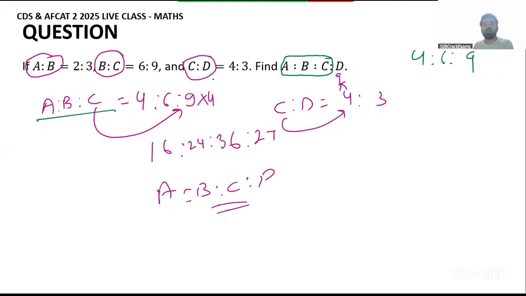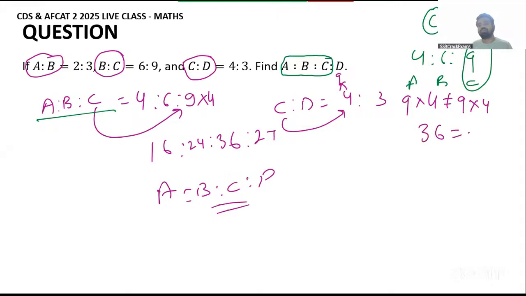But we also have C ratio D as 4 ratio 3. But in here, we have C as 9 and here we have C as 4. So we can only compare or make the ratio in ratio form if both the quantities in different ratios are equal. But they are not equal because we know that 4 is not equal to 9. So in order to make them equal, we can multiply 9 by 4 and 4 by 9. So 36 is equal to 36.